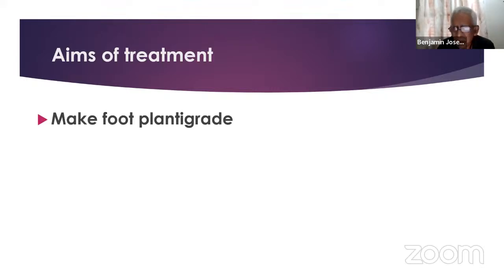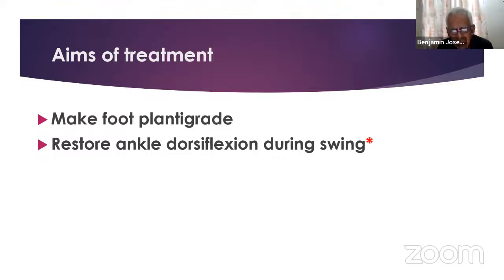Which brings you to the aims of treatment. We want to make the foot plantigrade. We would like to restore ankle dorsiflexion during swing if there is weakness of ankle dorsiflexion. I would caution you here that sometimes this aim of trying to get active dorsiflexion may not be successful. In that situation, you should at least be able to prevent the foot from dropping. You may not achieve active dorsiflexion.